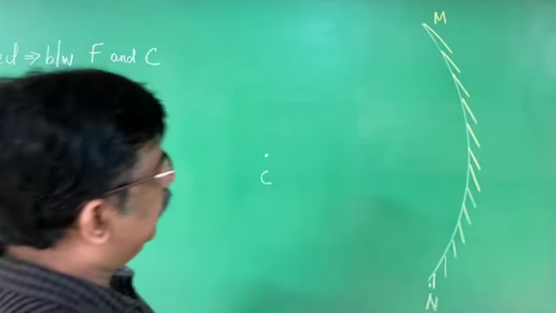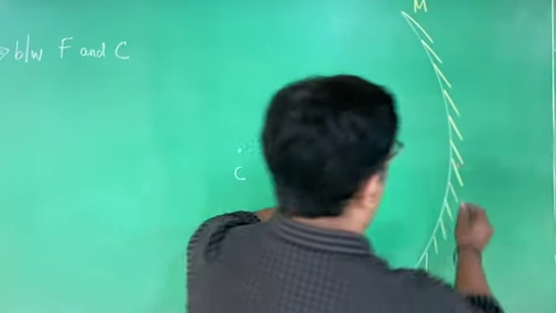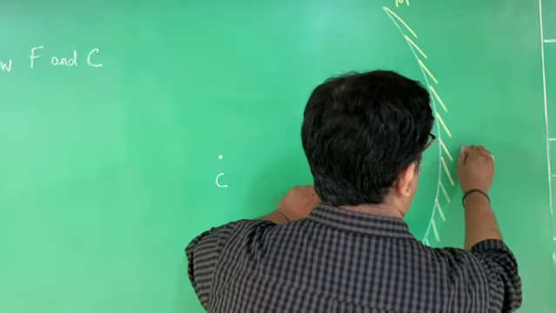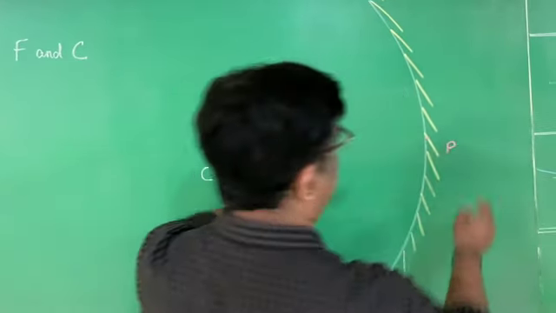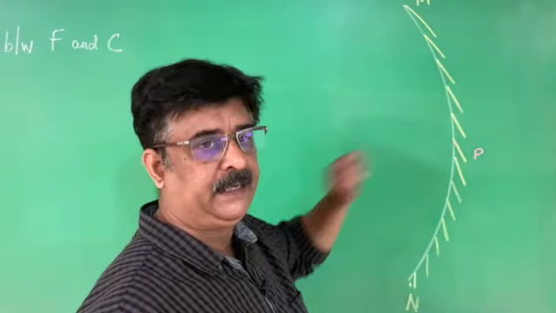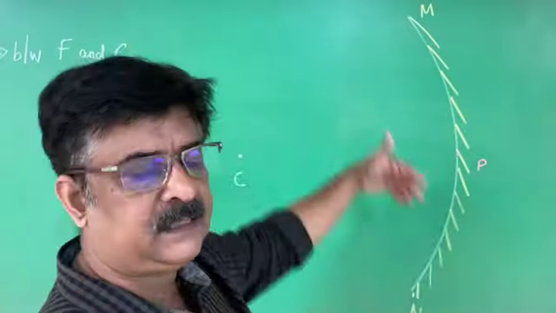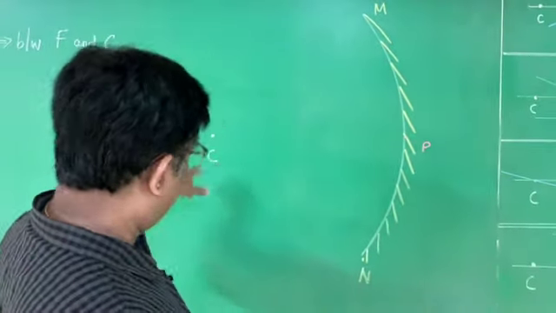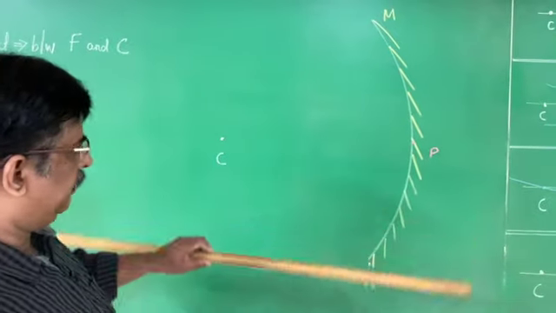Here, the midpoint of the mirror is called the pole of the mirror. In 10th standard, we are not going to take actual measurements, but in higher classes we will draw according to the measurements. Here we are drawing a schematic diagram, so measurements are not that important. P is the pole of the mirror.